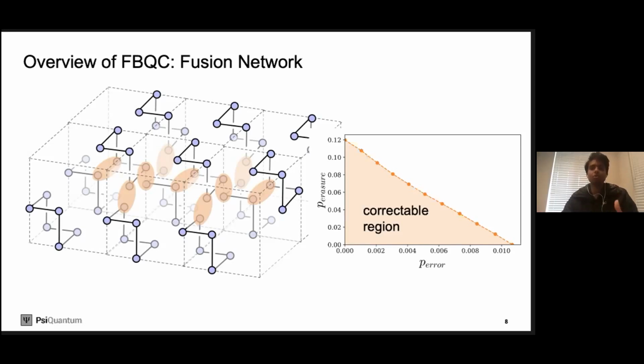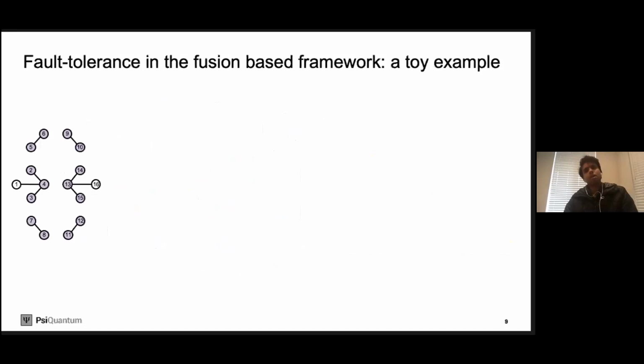So now I'm going to give you a few more details of the basic mathematical framework which underpins how you achieve this fault tolerance. It's all stabilizer-based fault tolerance, and I'm going to start with an even more toy example than the 6-ring example that I just showed you. The toy fusion network I'm going to describe is this, and it will make a Bell pair with some fault tolerance. And this fusion network has 6 resource states that you see here: 1, 2, 3, 4, 5, 6.